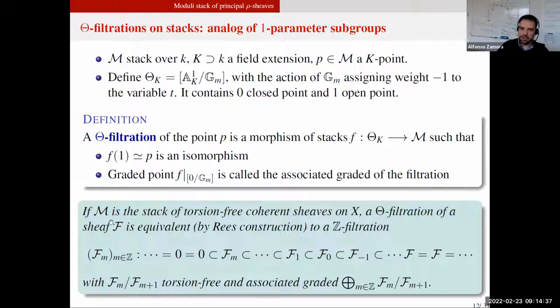This definition is very abstract, so to make it a bit more concrete: if M is something more familiar, the stack of torsion-free coherent sheaves over a variety, then a theta filtration of a sheaf is equivalent, by something called the Rees construction, to a Z-filtration, a filtration indexed by the integers where just a finite number of terms are different. So there are an infinite number of zeros on the left and an infinite number of terms equal to the original F on the right. All the quotients are torsion-free sheaves, and then we have this associated graded, which is the direct sum of these quotients. Note that in this graded object, just a finite number of pieces are non-trivial, different from zero.